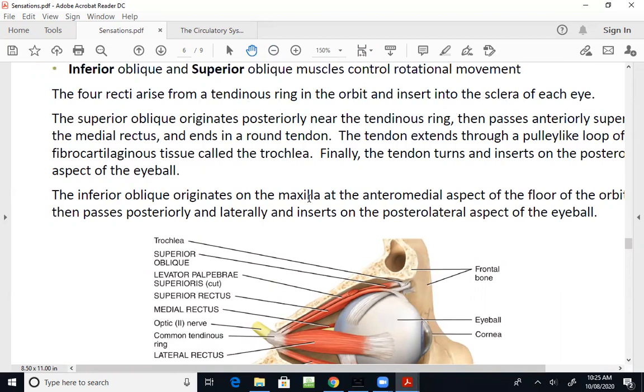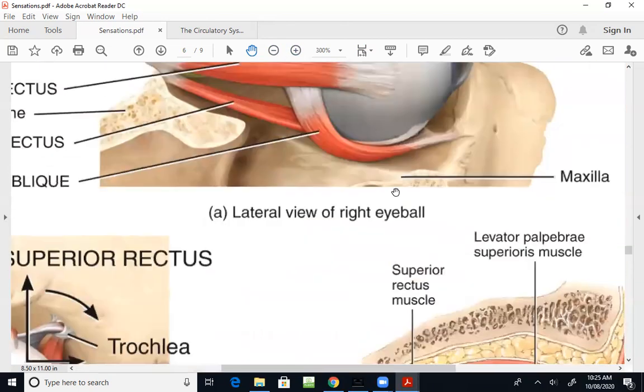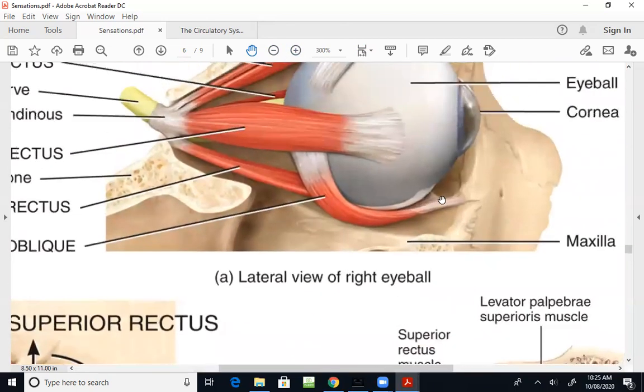The other two muscles are the oblique muscles. The inferior oblique is the simpler of the two. Its connection is to the nasal half of the orbit and then comes across the bottom, inserting on the outside of the eye, on the lateral side.